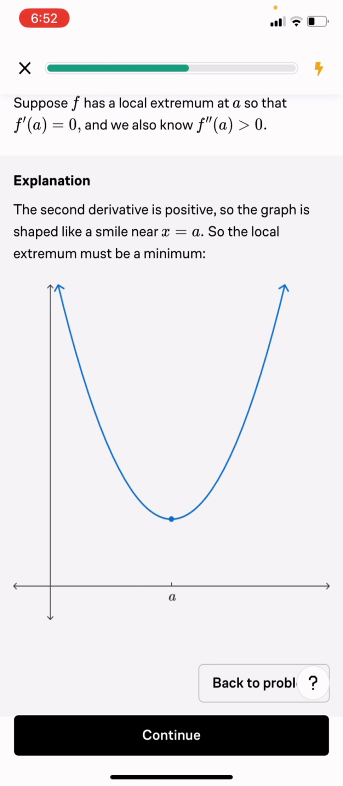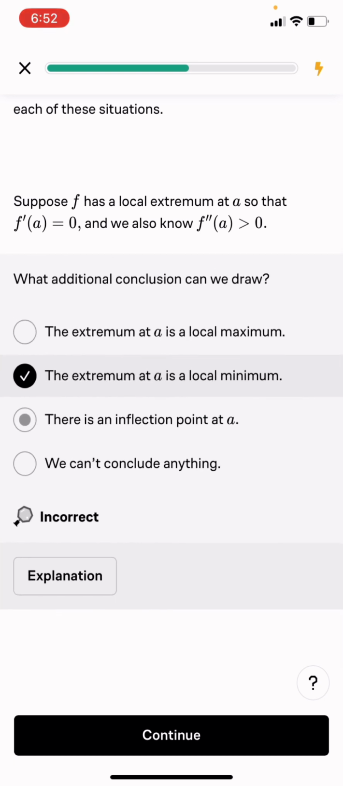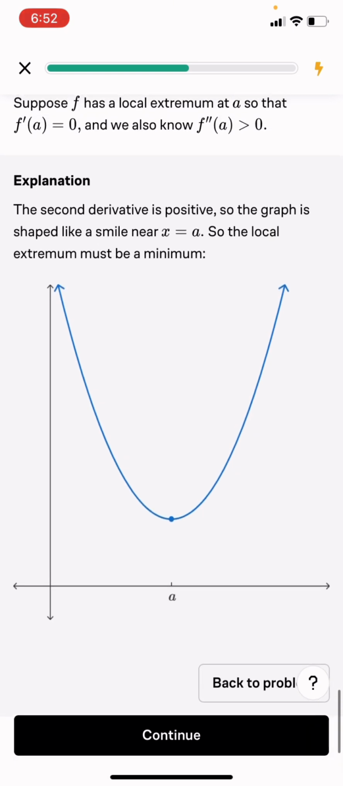Now let's look at the converse. Suppose f has a local minimum at a. We also know that the second derivative is non-zero there. What can we conclude about f prime prime a?